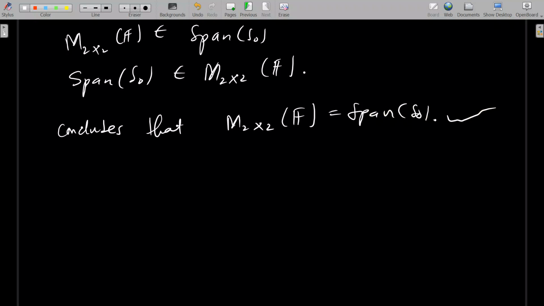So we've been able to show that the set S0 is linearly independent, and that the span of that set is the same as the 2 by 2 square matrices over the field F that we are looking at. So that is how you show that a given set is a basis for a given vector space.